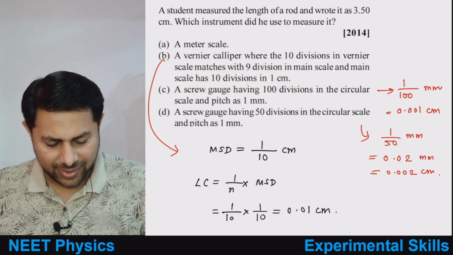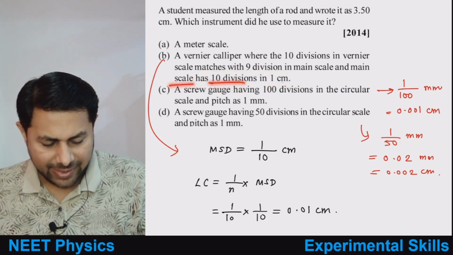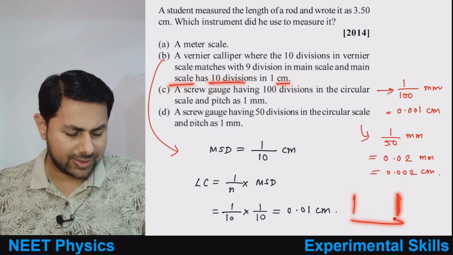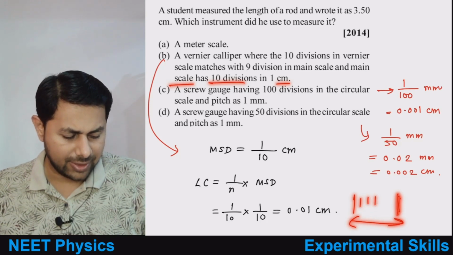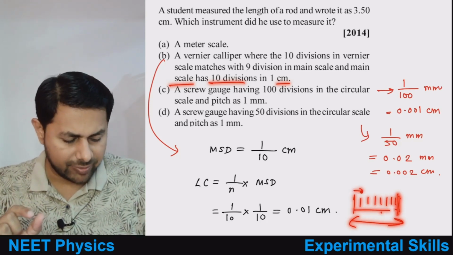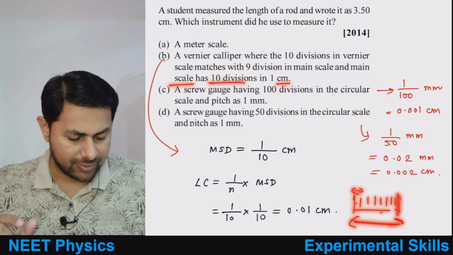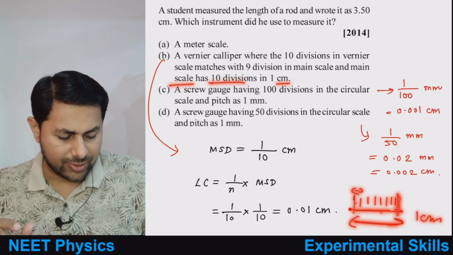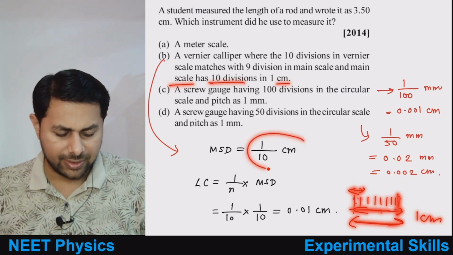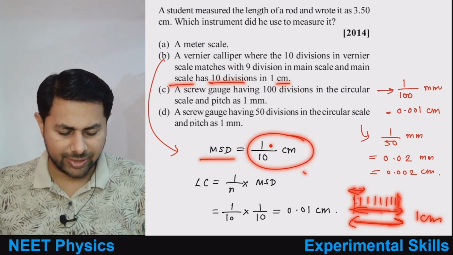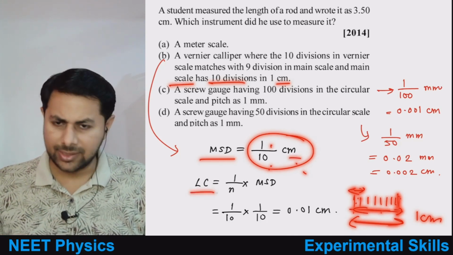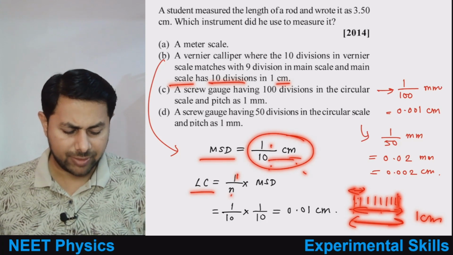They say that the main scale has 10 divisions in 1 centimeter. So suppose this is the distance of 1 centimeter and it has got 10 divisions. That means the main scale division is 1/10 of that. This is 1 centimeter and it has got 10 divisions, so what is this much division? It's 1/10 of that. Is this clear? So the main scale division is 1/10 of a centimeter. And the least count is 1 by n times of this.